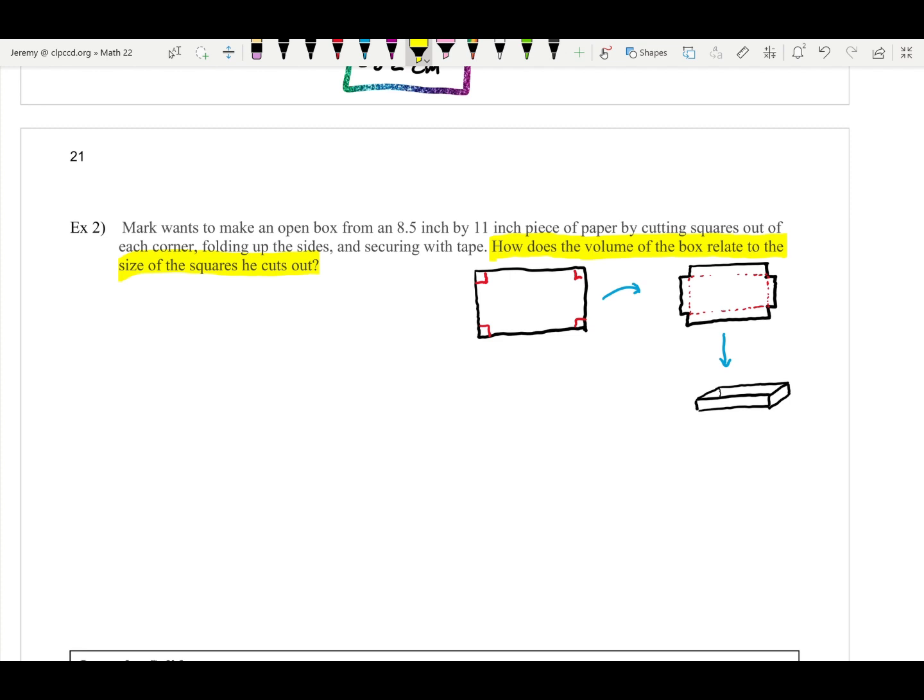Because notice there are a lot of different ways that we could cut these squares. Like we could cut really tiny squares. If we cut really small squares out of this piece of paper, we would end up with a box that's very shallow, but it might be really wide, right? Or if we cut the squares to be really large, we would end up with a box that was really tall, but it wouldn't be so wide. It would look more like this.